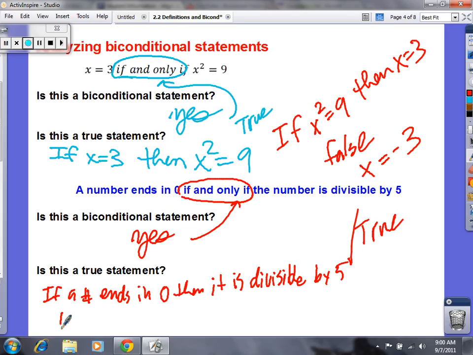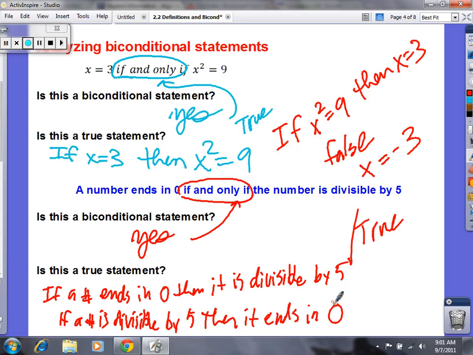So we're going to go: if a number is divisible by 5, then it ends in 0. Is that true? If it's false, you got to prove it. Give me an example. Okay, it could be 25. There you go. 25 divisible by 5? Yes. Does 25 end in 0? No. So this one's false.